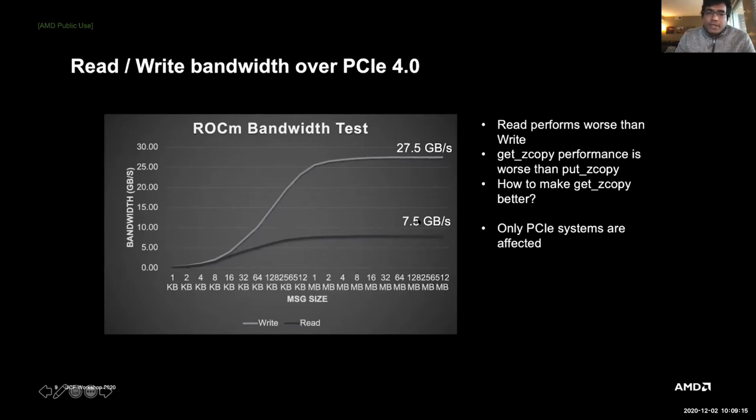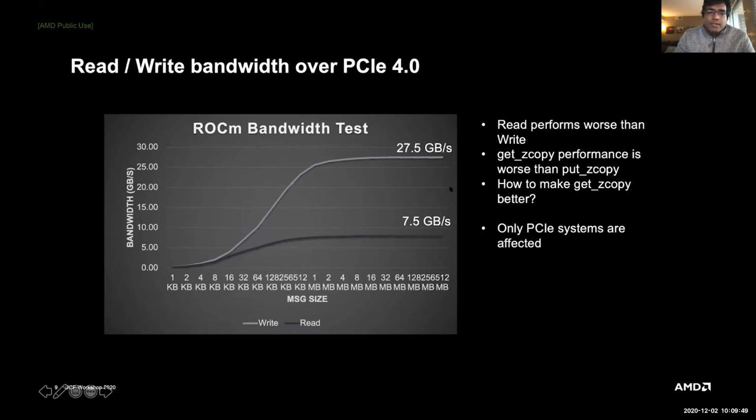This is actually not because of the AMD GPUs per se. This limitation comes more from the PCIe side, and the root cause of the difference is how write and read transactions are treated by PCIe. For PCIe, there are only a certain number of outstanding reads that are allowed. That limits the read performance over PCIe. And this is also only applicable to PCIe systems.